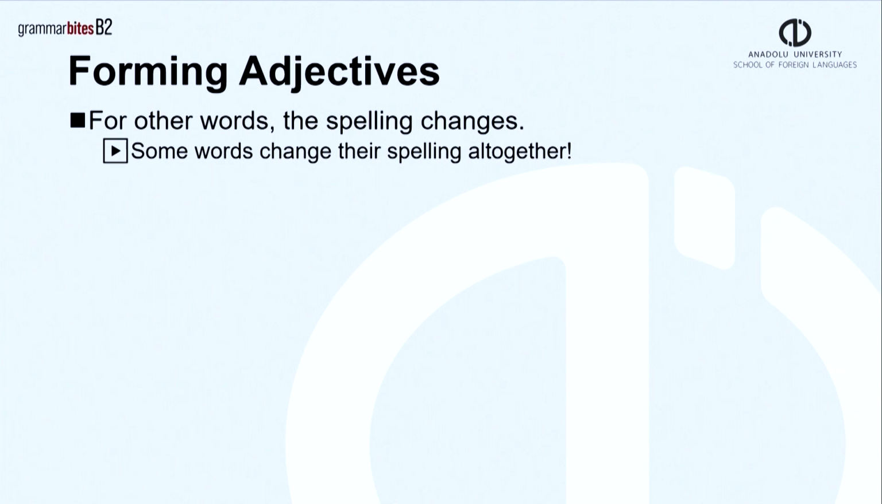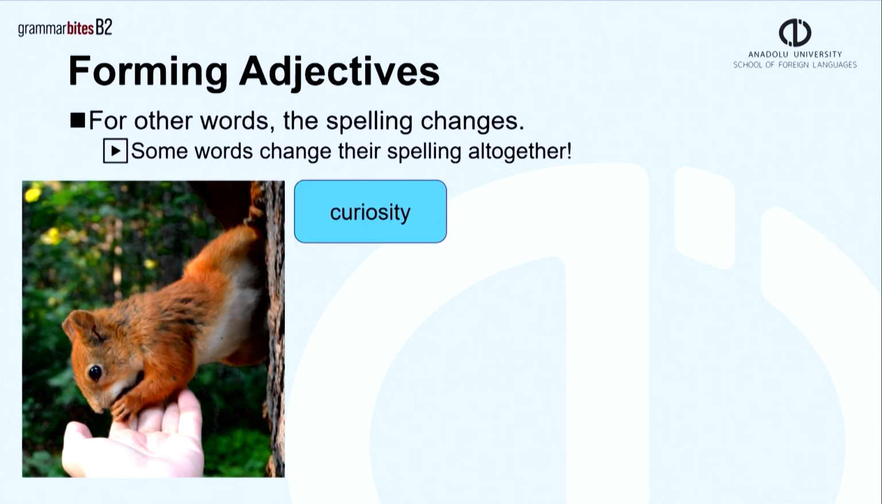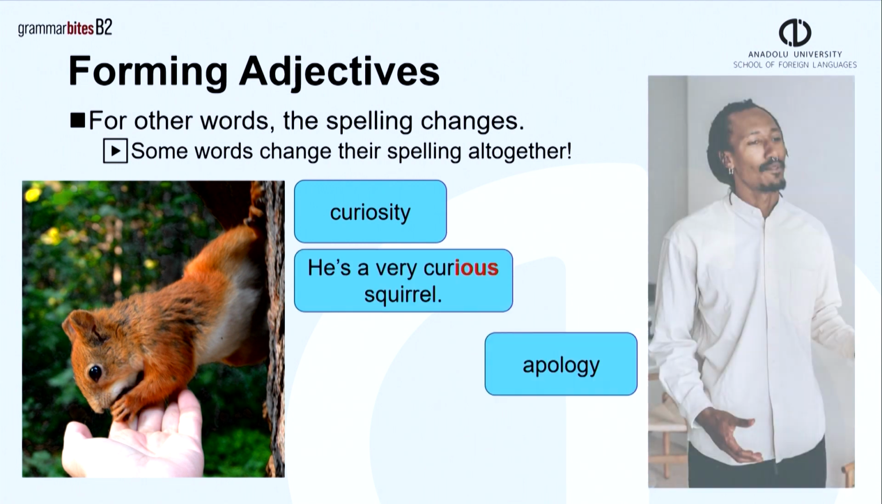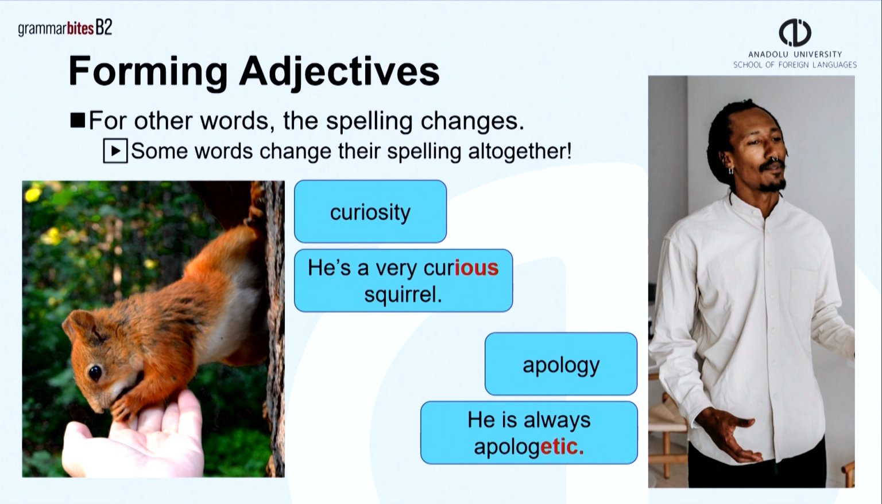For other words, more dramatic spelling changes are needed. These have to be learnt separately as there is no rule that covers all of them. Curiosity. He's a very curious squirrel. Apology. He's always apologetic.